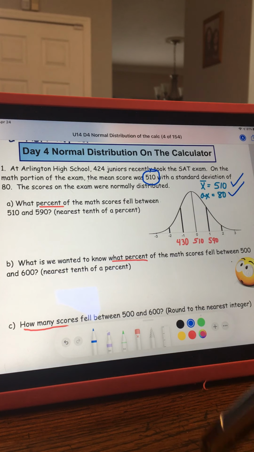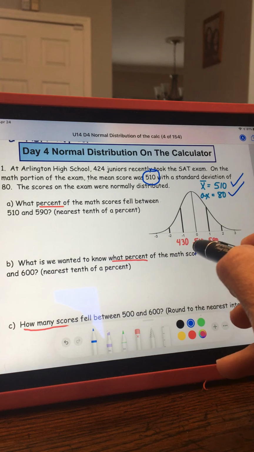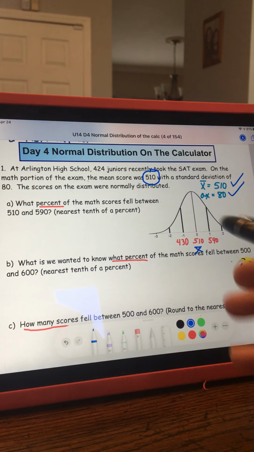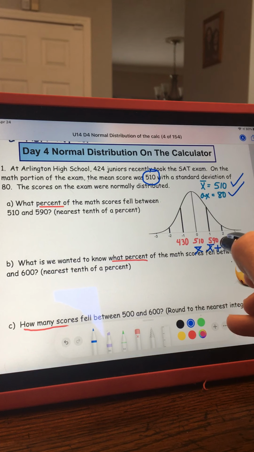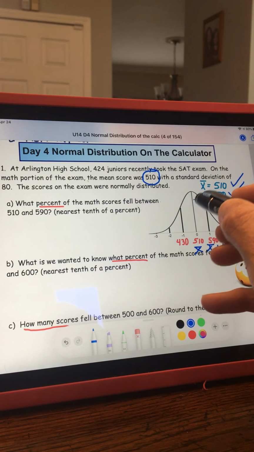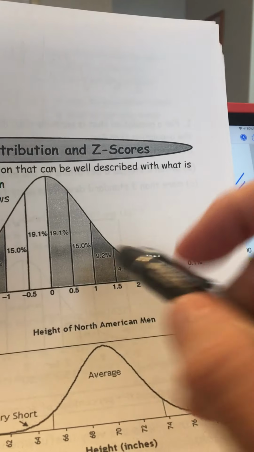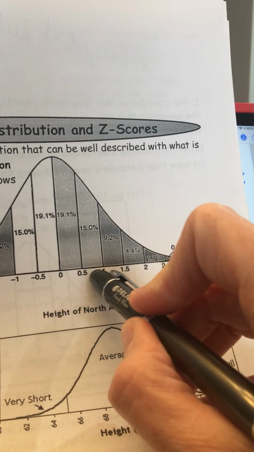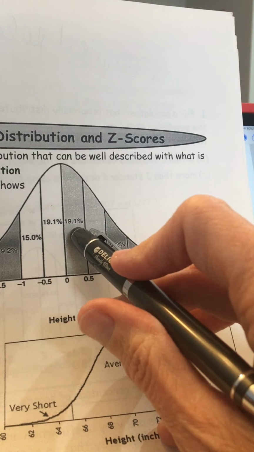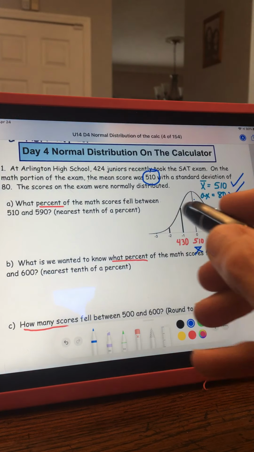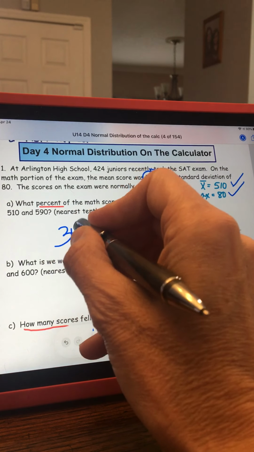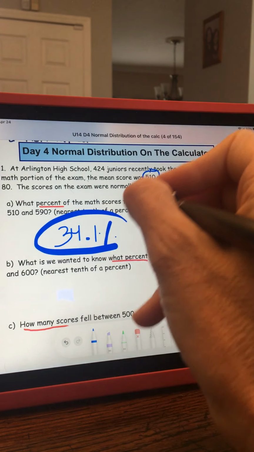So let's do like we did yesterday. I took the 510, I put my X bar right here. And then we're looking for 590, so this would be X bar plus 1 deviation. So I want to know what percent is this right here. If we go back to yesterday's chart, which you're not going to have to memorize, because we are just going to use the calculator, but we do like to show you where it comes from. Between the mean and 1 deviation above, we add those two percentages, 19.1 and 15, we wind up getting 34.1%, and that would be my answer.